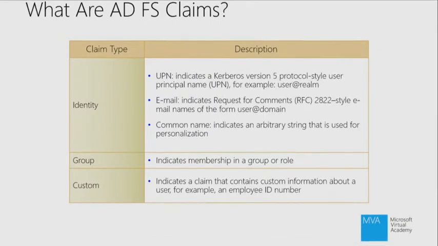In this case, it may be user at domain. It could also be an email account or an email name or a common name, which is something we would have in our directory. Group membership can also be a basis for a claim, or we have a number of other options we can use to provide the basis for a claim through the custom option, in this case, employee ID number, if that's something you're tracking in your directory service.